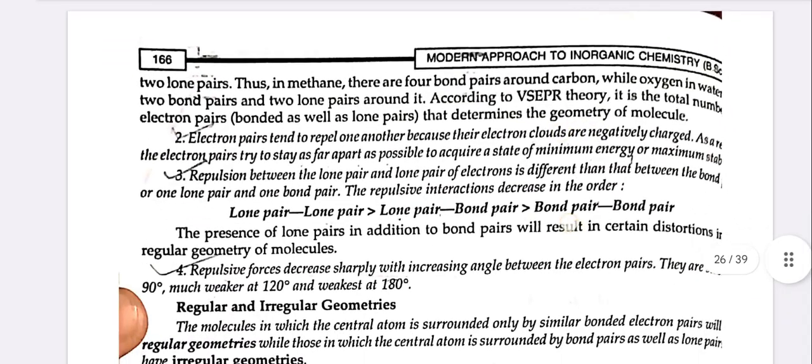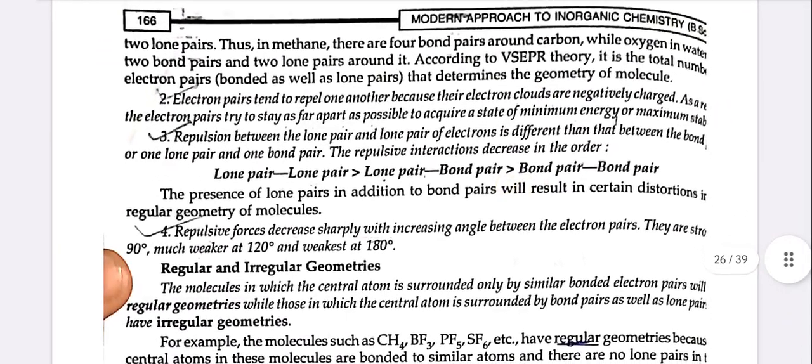Second, electron pairs tend to repel one another because their electron clouds are negatively charged. As a result, the electron pairs try to stay as far apart as possible to acquire a state of minimum energy or maximum stability. Third, repulsion between a lone pair and a lone pair of electrons is different than that between two bond pairs or one lone pair and one bond pair. The repulsive interaction decreases in the order lone pair-lone pair, lone pair-bond pair, and bond pair-bond pair.